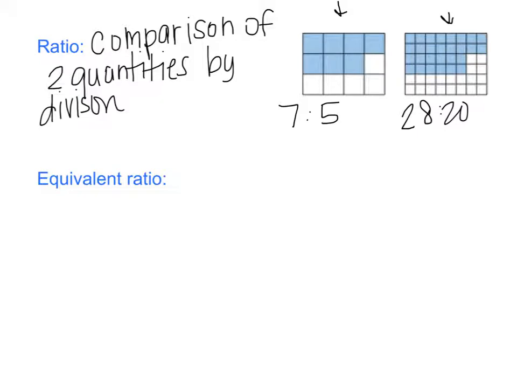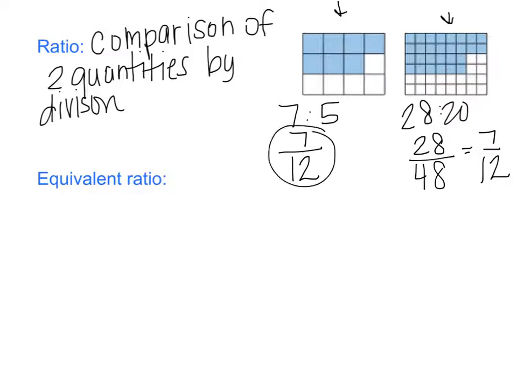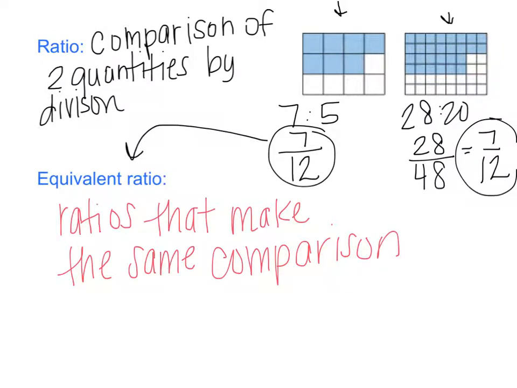So we can also think of this as 7 shaded out of a total of 12, and here we have 28 shaded out of a total of 48. And if you reduce this, it equals 7 over 12, which you'll see are the same, which leads us to our second definition, equivalent ratio. This definition is ratios that make the same comparison. If you look at these pictures, the same amount is shaded, it's just represented in two different ways.